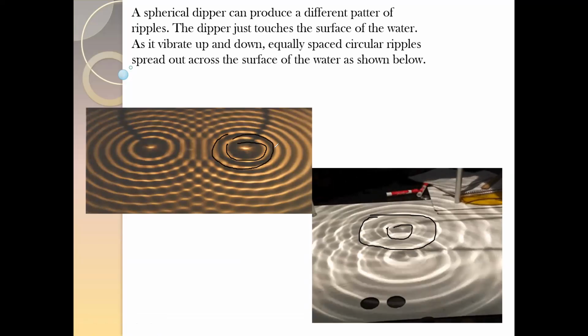So these lines are known as wave fronts. The lines or the points which are representing the identical phase, we call them as wavefront.